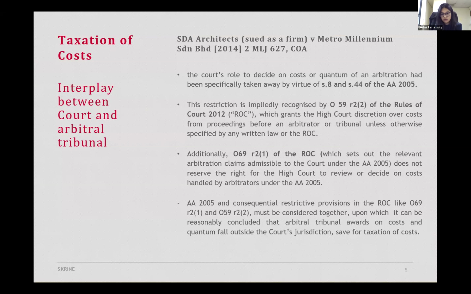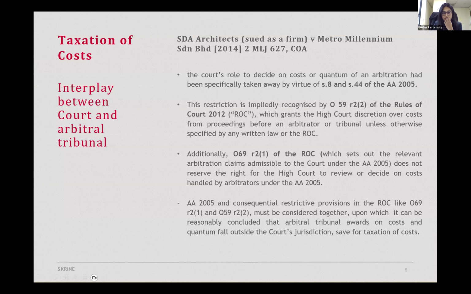And what the court noted was that under Order 69, there is no reservation of right for the High Court to review or decide on costs handled by arbitrators under the Arbitration Act 2005. So in other words, the court was of the view that the arbitral tribunal's decision to award cost and quantum falls outside the court's jurisdiction, save for taxation of costs as provided in Section 44 of the Arbitration Act 2005.